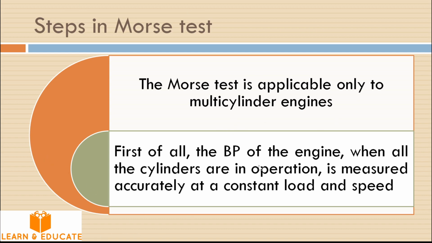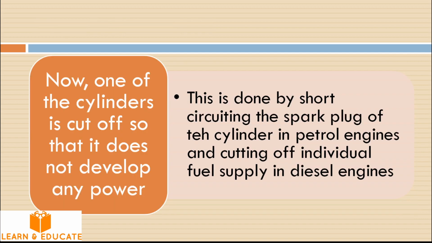First of all, the brake power of the engine is determined when all the cylinders are in operation. Suppose there is a four-cylinder engine. First we determine the brake power in the usual manner by measuring the torque and the speed, when all four cylinders are in operation, at a constant load and speed. Now, one of the cylinders is cut off. No fuel will be supplied to one of the cylinders, so only three cylinders will be in operation.